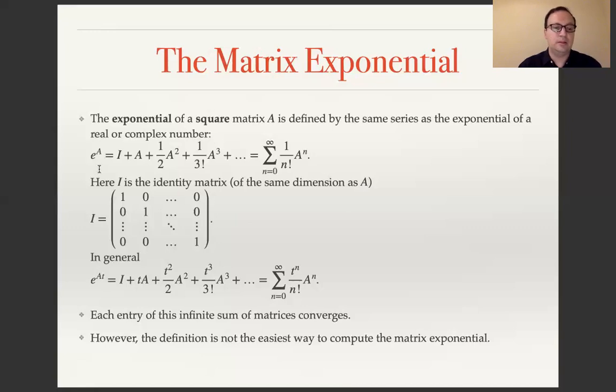And the exponential of e to the At is defined in the same manner. So it's the identity plus t times A plus t squared over 2 times A squared plus t cubed over 3 factorial times A cubed plus t to the fourth over 4 factorial times A to the fourth, etc. So it is the sum for n going from 0 to infinity of t to the n over n factorial times A to the n.